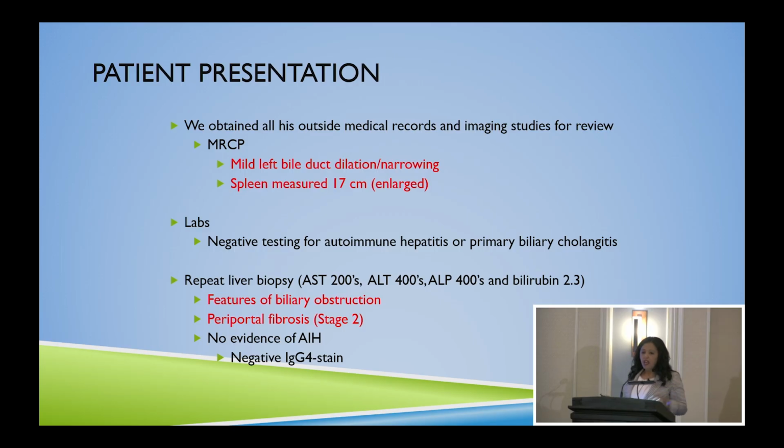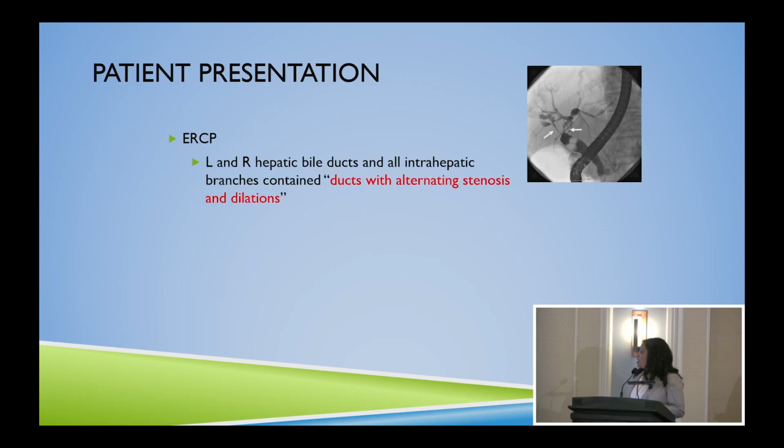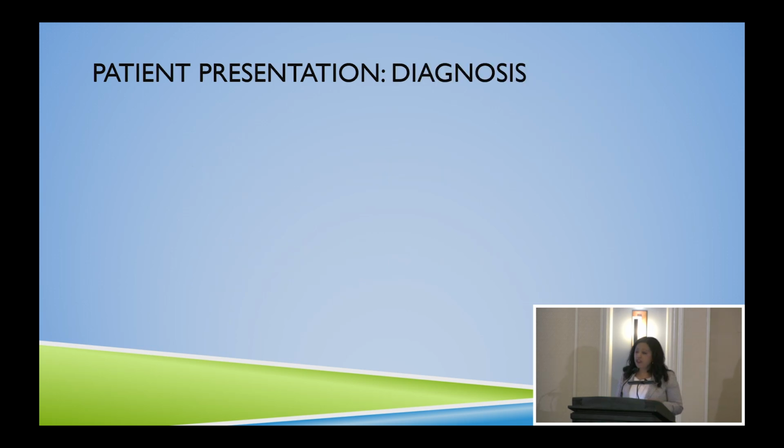This was about a year down the road. We did a repeat liver biopsy showing features that could be seen in bile duct obstruction, but no autoimmune hepatitis. So we did ERCP because the labs were elevated. He was having itching. He had obstruction of one of the bile ducts and needed dilation. And the liver enzymes started improving, and he was then diagnosed with PSC.